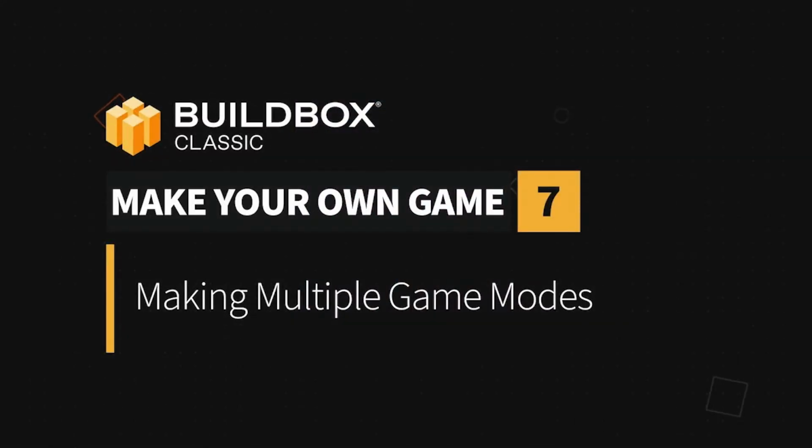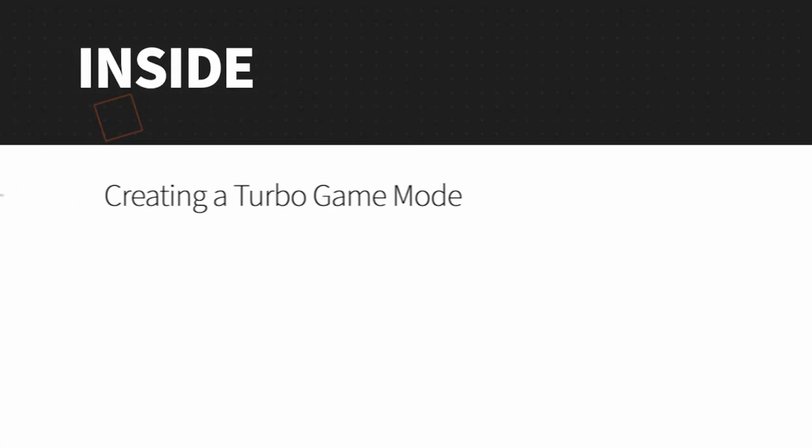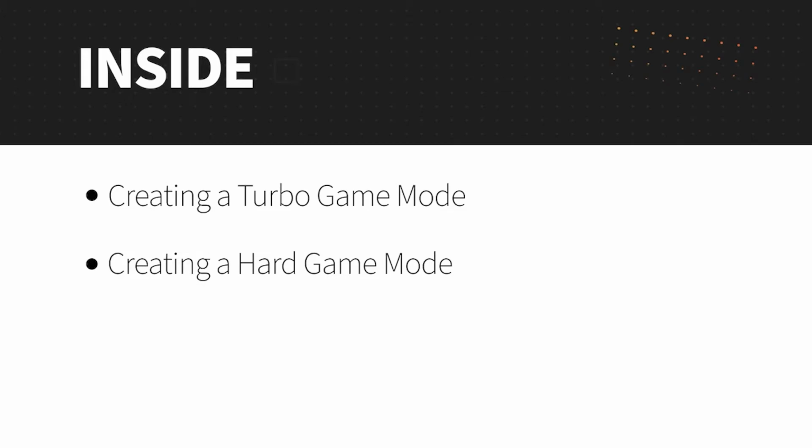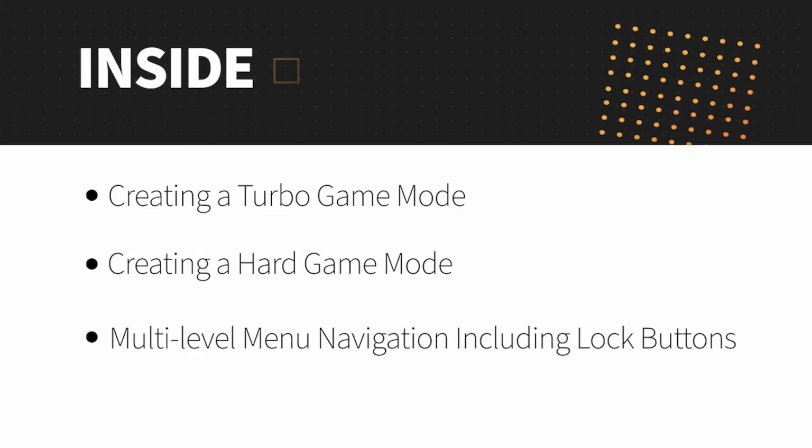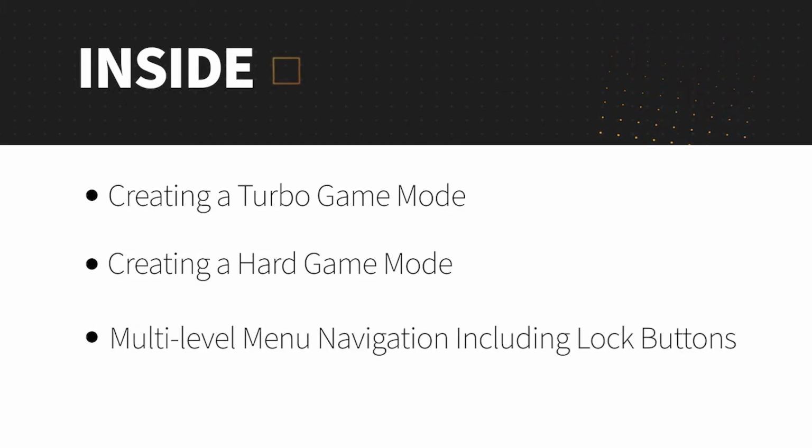Now in part 7, we are going to make multiple game modes to choose from, as well as adding a turbo mode and a hard mode. Additionally, I'm going to show you how to make multi-level menu navigation that we can use to navigate to our new game modes. This includes locked start buttons on each mode for the player to work toward.